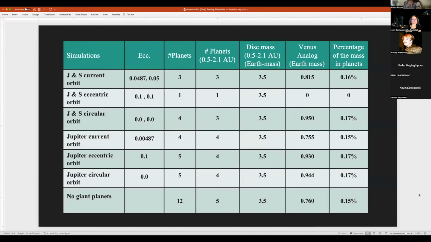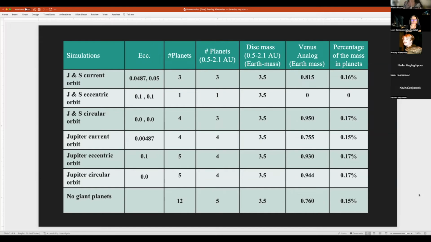This table right here summarizes the results as shown by the two columns showing the number of planets. As the eccentricities of the giant planets increase, the number of planets decreases, as well as when Saturn is removed, the number of planets increases.